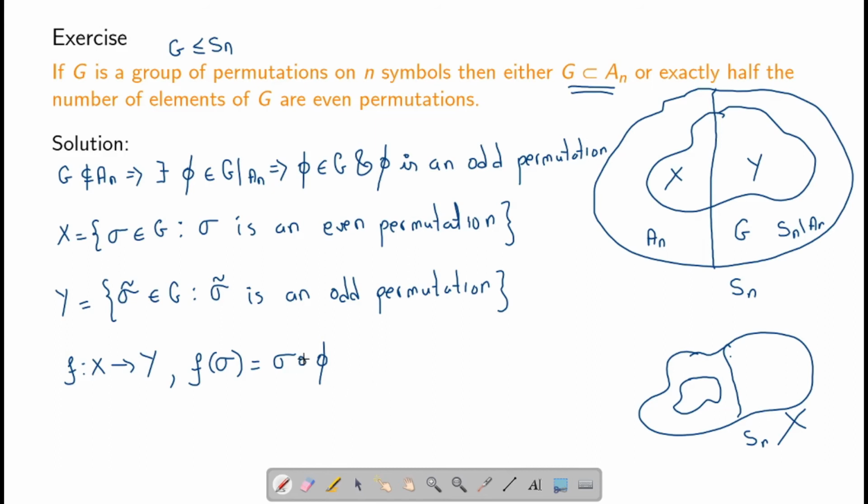Now notice here, since sigma is an even permutation and phi is an odd permutation, and both of them are in G, it means that sigma composition phi is in G and is an odd permutation, because an even permutation composing with an odd permutation gives us an odd permutation. So therefore this element here lies inside Y. Now how do I prove that this is a bijection?